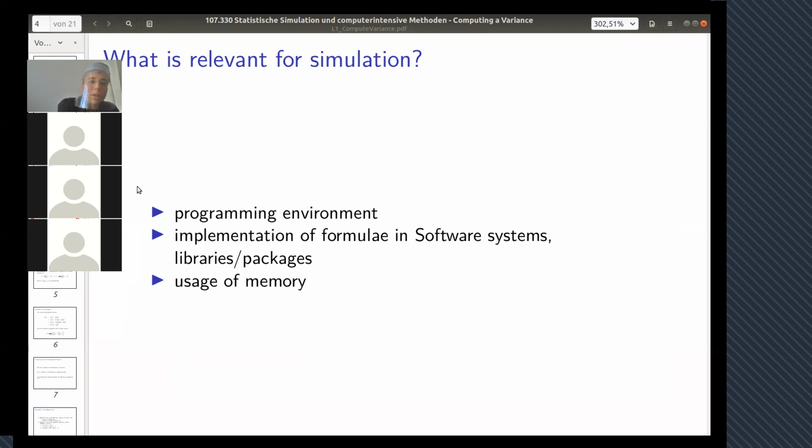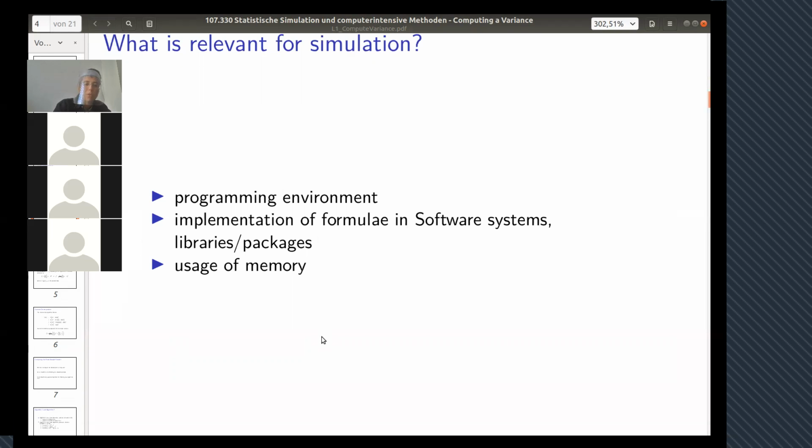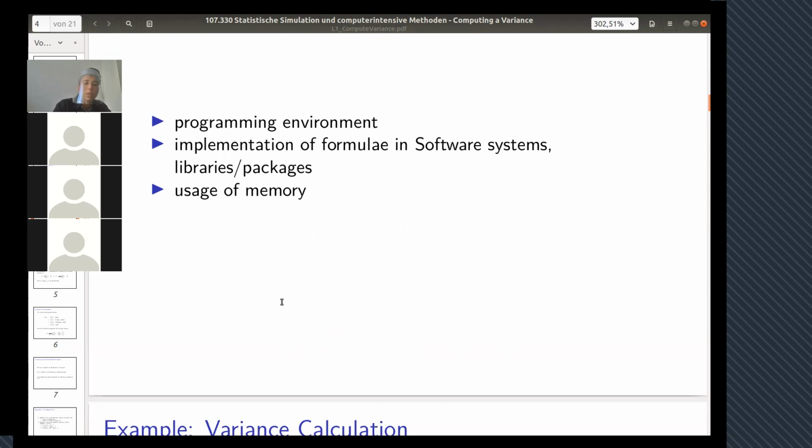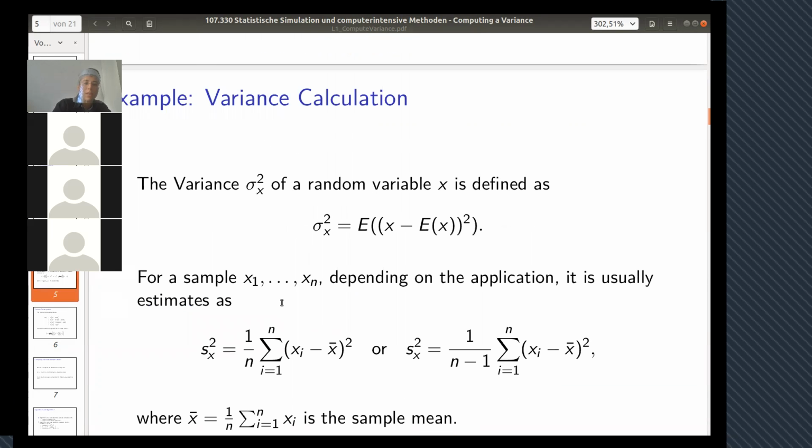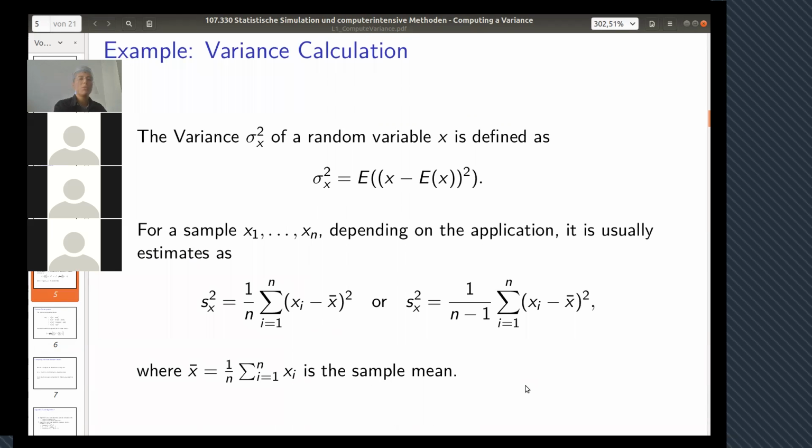So we will first start out looking into what can go wrong if you do not use this simulation with foresight. And we will therefore look at the implementation of different types of formula in different software systems, libraries, and packages. And you will also look at the usage of memory and computation time for this. And the example for doing this will be variance calculation.